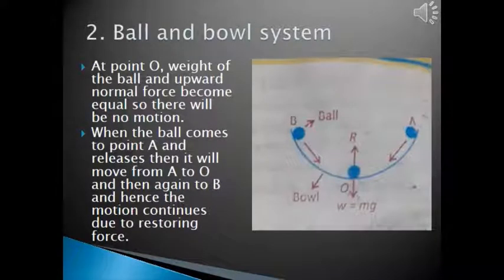So for this example, the ball and bowl system, recall the concept of mean and extreme position and apply it here. See the figure. At point O, the weight of the ball and the upward normal force become equal, so there will be no motion. In other words, we have said that O is the mean position where the body is at rest. When the ball is brought to point A and released, it will move from point A to O, again to B, and hence the motion continues only due to the restoring force.